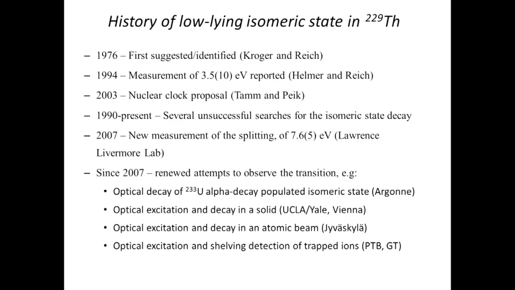And in 2007, there was a new measurement of the splitting between the ground and the isomer levels that came at 7.6 eV and later was revised up to 7.8 eV. That somewhat explained the lack of success in these previous attempts to directly observe this isomer level, in the sense that all those previous experiments were largely looking in the wrong wavelength range, corresponding to 3.5 eV instead of the new measurement.